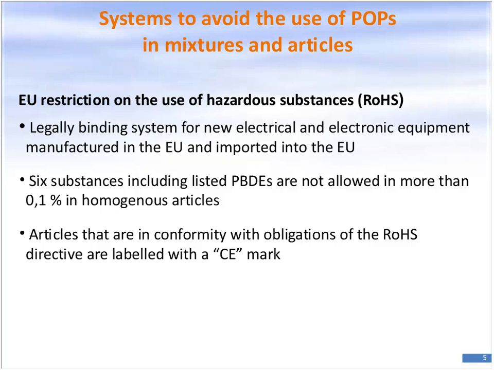When articles are in conformity with this obligation, they are labeled with a mark that says CE, which means it is in conformity with the obligation of this directive. That implies that anyone who produces electric equipment or imports electronic or electrical equipment into the EU, or produces within the EU, has to make sure that in these articles there is not more than 0.1% of PBDEs. Next slide.